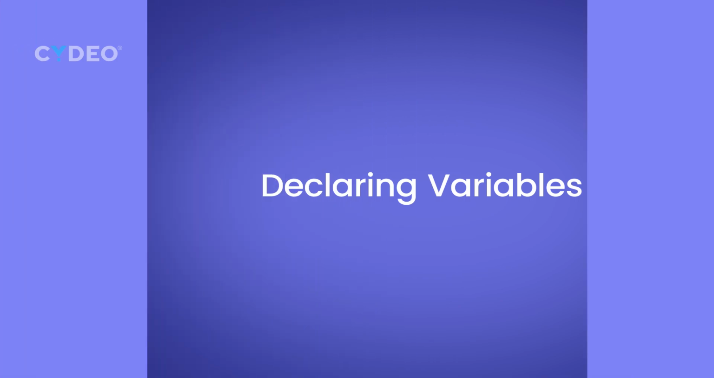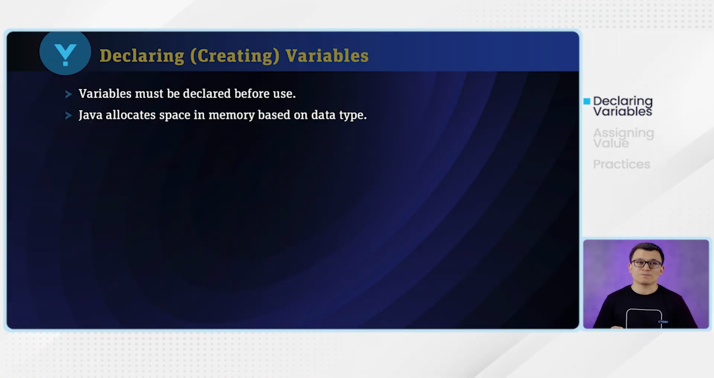Okay. So variables must be declared first before you use them. Without declaring it, you cannot use any variable at all. Every time you declare a variable, Java allocates a space in memory based on the data type that you specified. Each data type has different memory, right? In our previous video, we talked about the primitive data types. We also got to know the memory of each of those primitive data types.